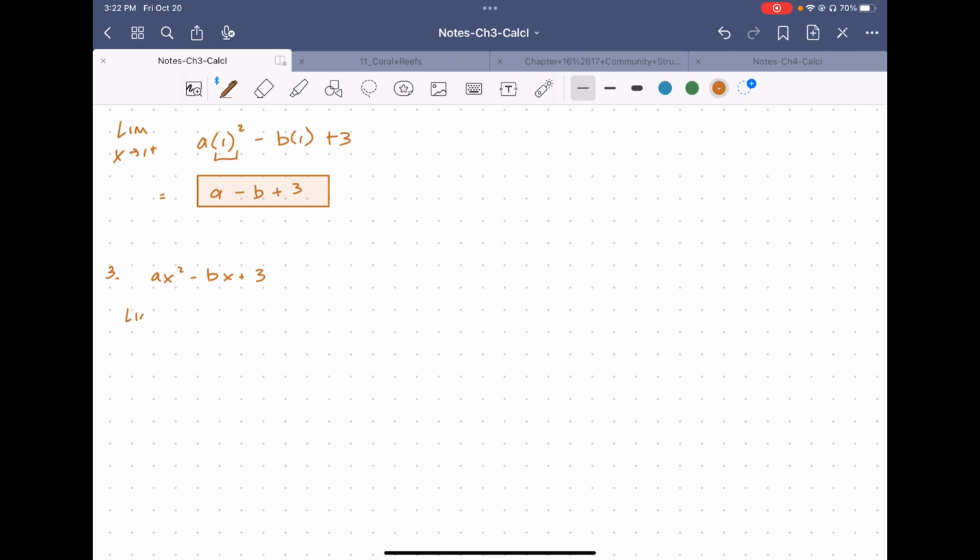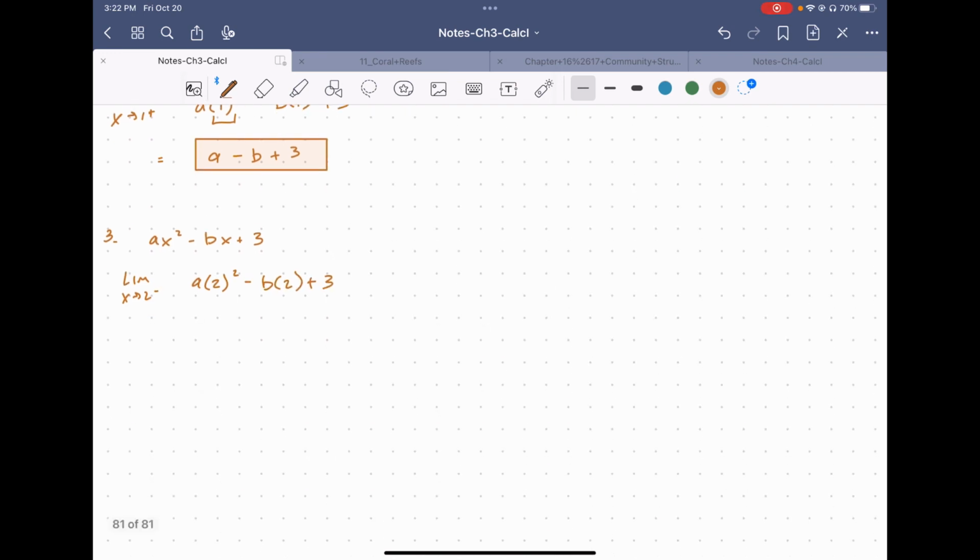So the limit as x approaches 2 from the left. We have a times 2 squared minus b times 2 plus 3. So 2 squared is 4, so we have 4a minus 2b plus 3. Gonna box off that answer.